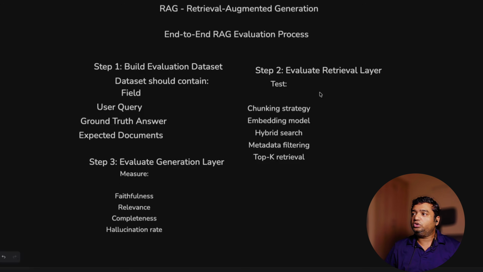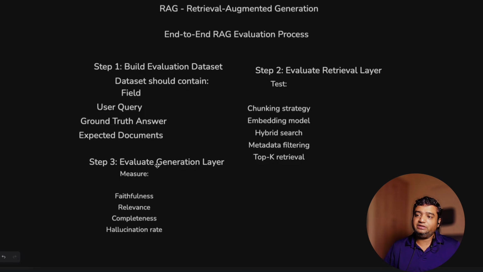In step 2, you have to evaluate the retrieval layer. Retrieval layer means the documents which we get from the vector database. Like you have mentioned expected documents, those documents should be retrieved from this retrieval layer. Here we will test the chunking strategy, check the embedding model, test the hybrid search, test the metadata filtering, and test the top K retrieval. Here all those precision metrics, recall metrics, and MRR can be used.